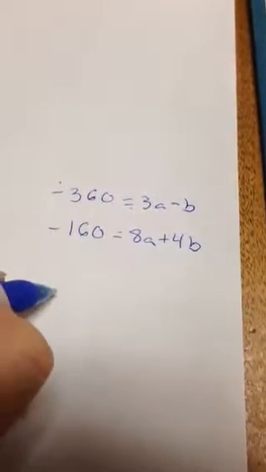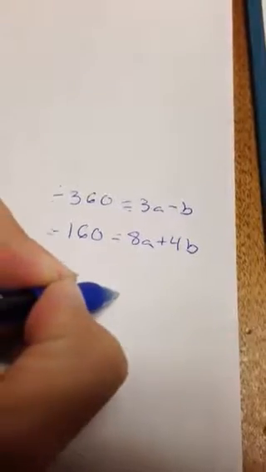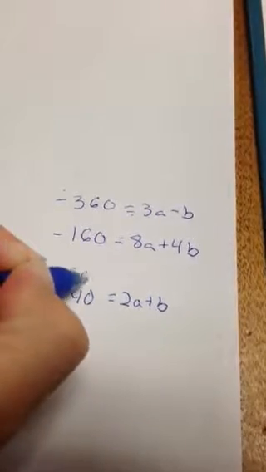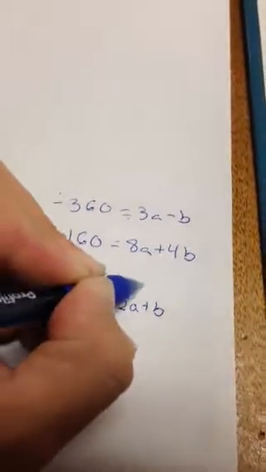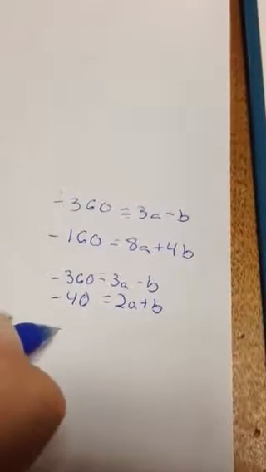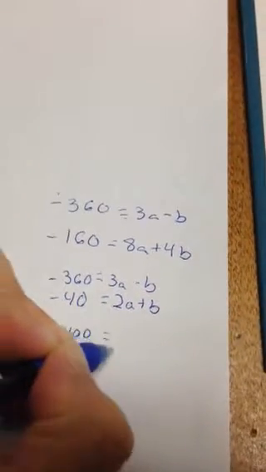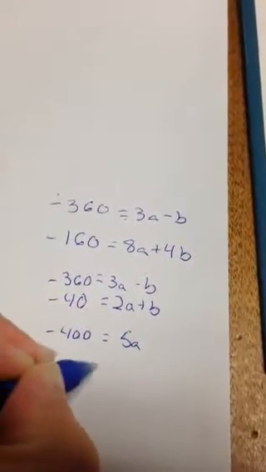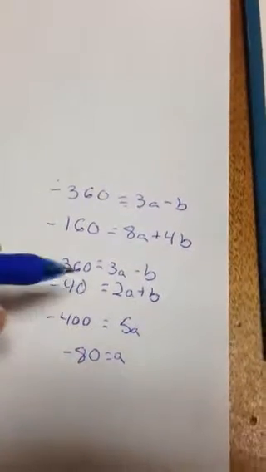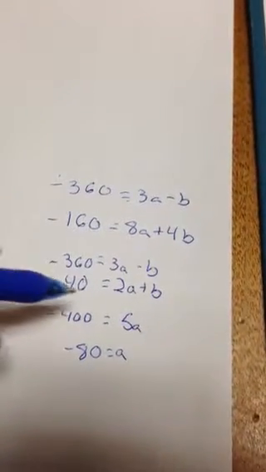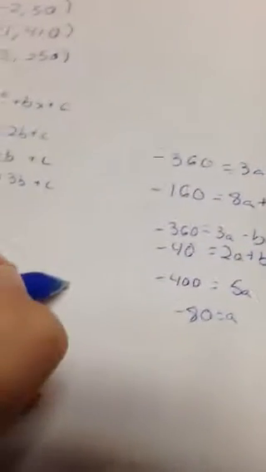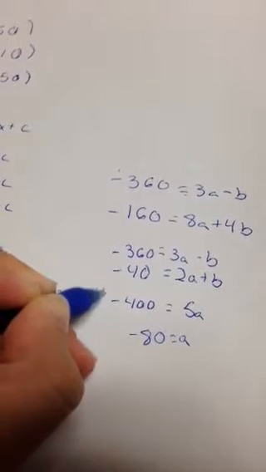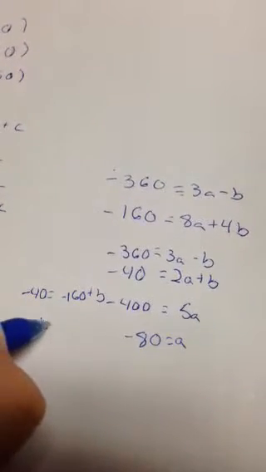So it'll become -40 equals 2a plus b, and I can carry down the -360 equals 3a minus b. When we combine those, we have -400 equals 5a. That gives us -80 for our a. We can plug this back in a variety of places. I'm going to plug it in right here. So we have -40 equals -160 plus b, which gives us b being 120.